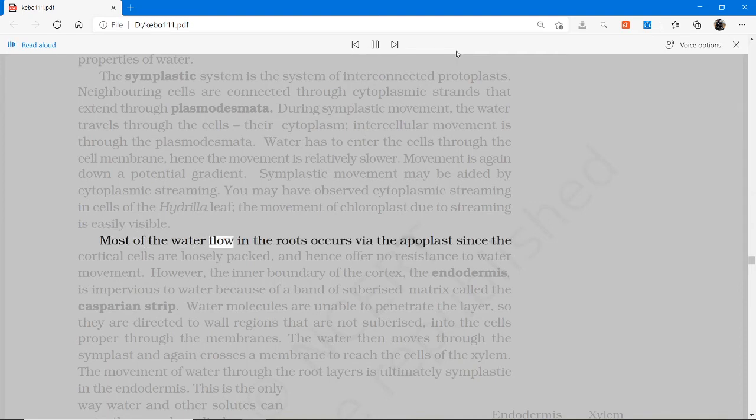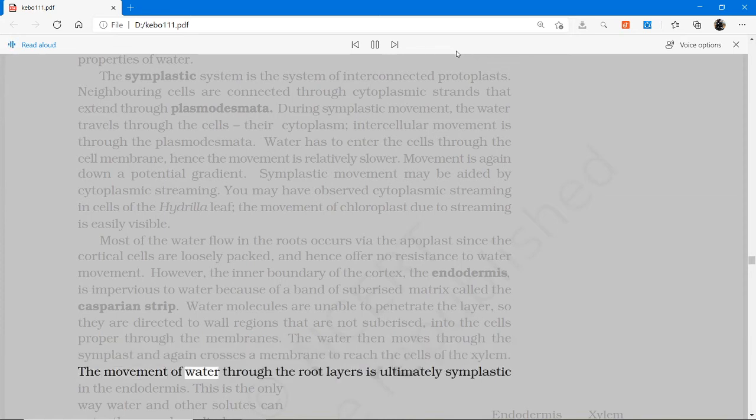Most of the water flow in the roots occurs via the apoplast, since the cortical cells are loosely packed, and hence offer no resistance to water movement. However, the inner boundary of the cortex, the endodermis, is impervious to water because of a band of suberized matrix called the Casparian strip. Water molecules are unable to penetrate the layer, so they are directed to wall regions that are not suberized, into the cells proper through the membranes. The water then moves through the symplast and again crosses a membrane to reach the cells of the xylem.